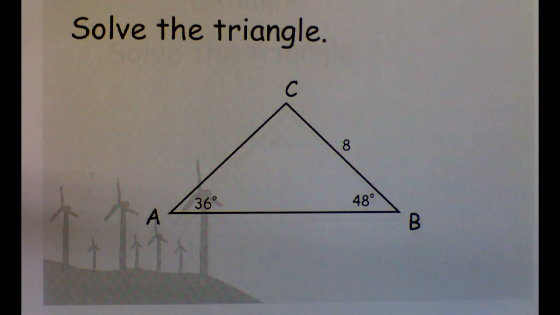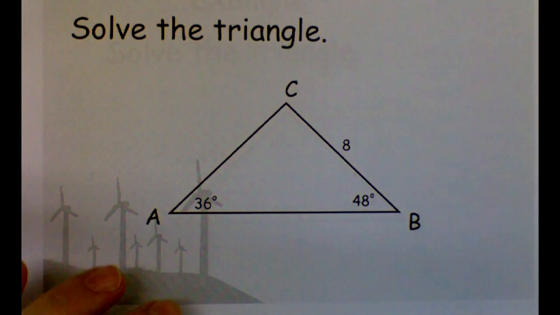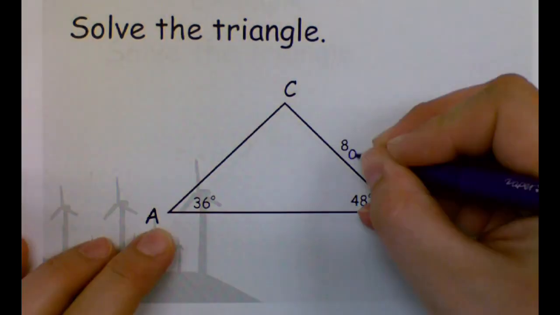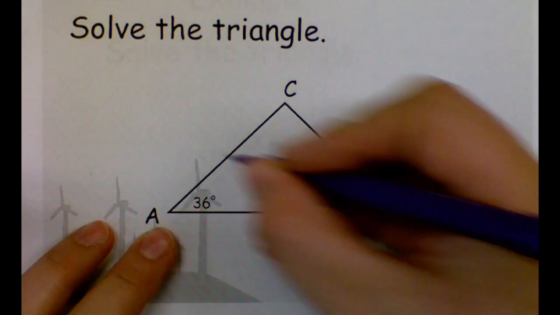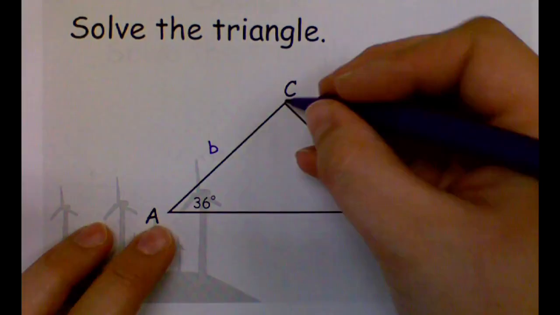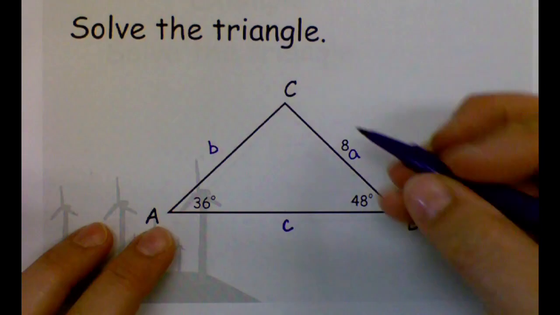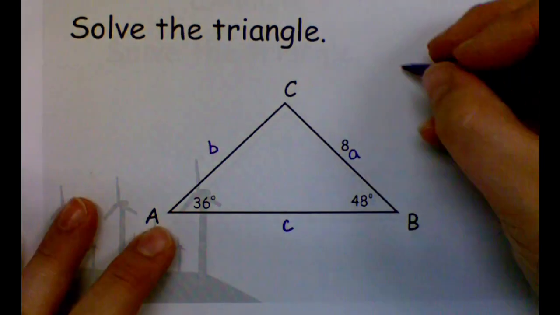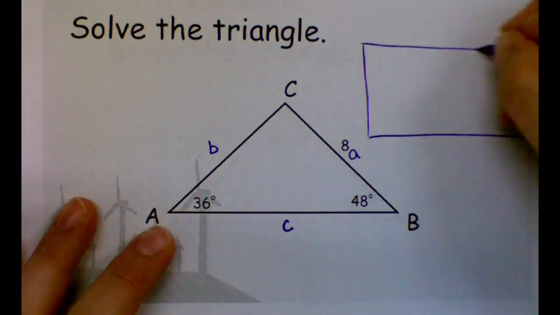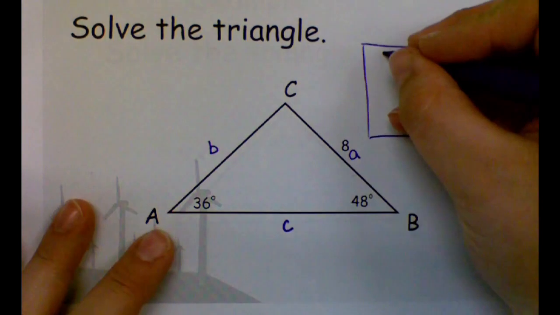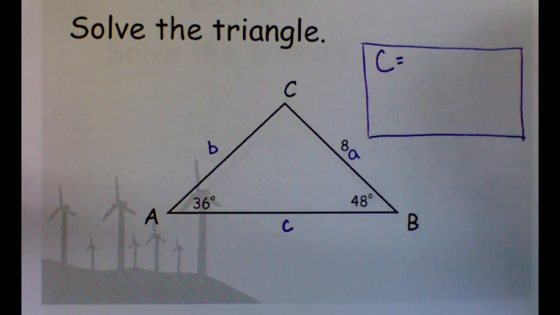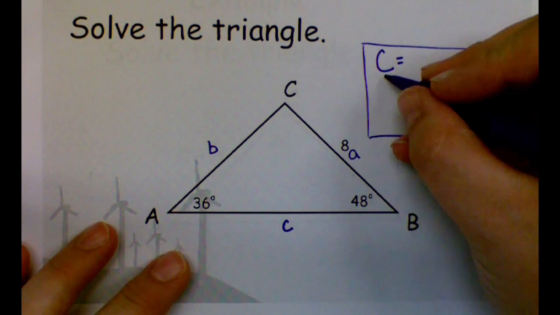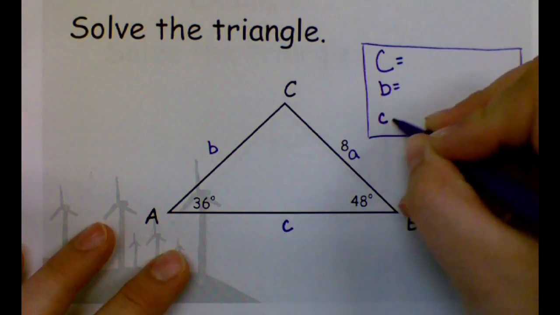We start our problem off by labeling what we know. Well, I know side a. I'm missing side b, side c, and angle C. I like to give myself a little space off to the side somewhere to label what I need to find. I need angle C, which you can just use a capital C for. I need side b, and I need side c.